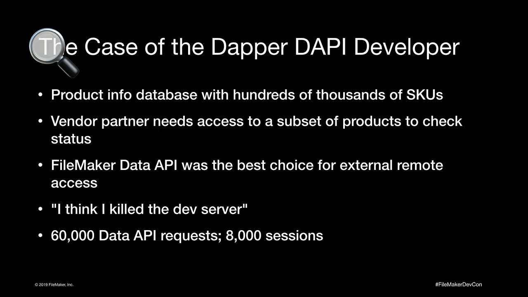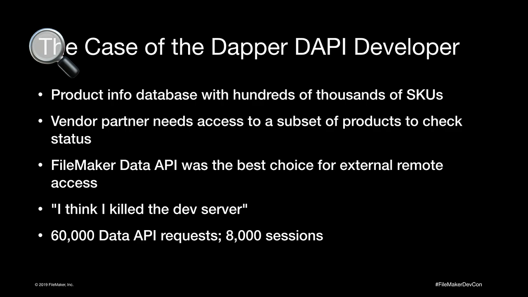So the developer takes this and he goes off and builds his program that's going to update their database based on the FileMaker data using the data API. And a few days later, we got an email with the subject line literally that said, "I think I killed the dev server." So we looked in the logs and we found that, hey, he created 60,000 data API requests one night. And this was in a period of maybe 4 or 5 hours, something like that.